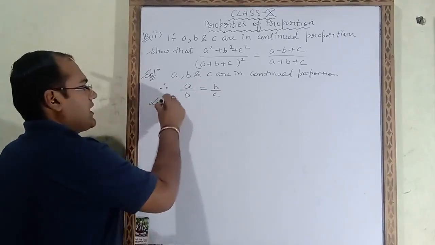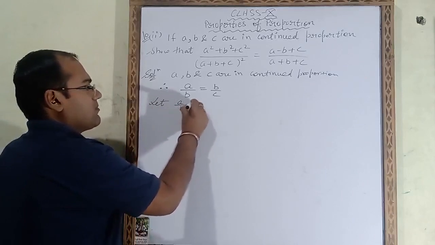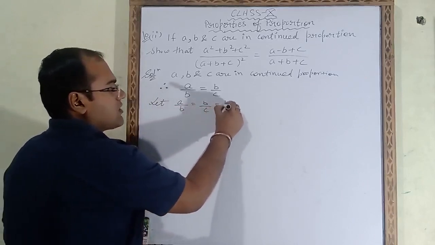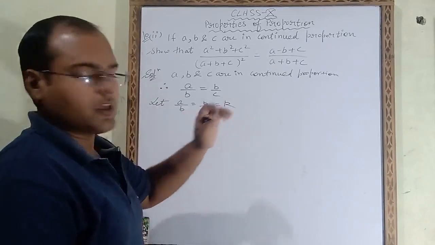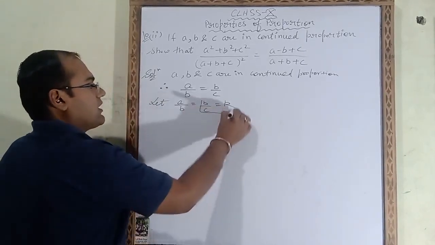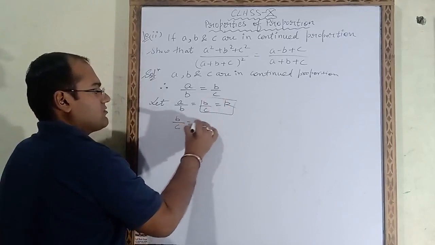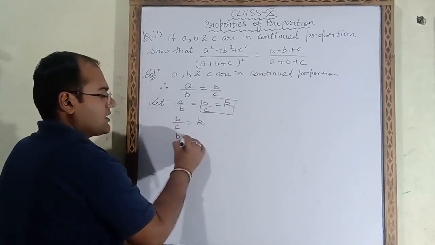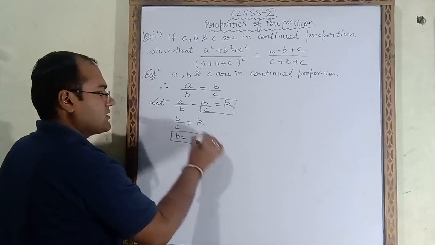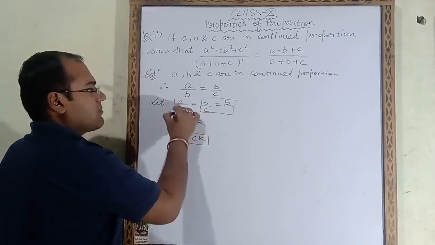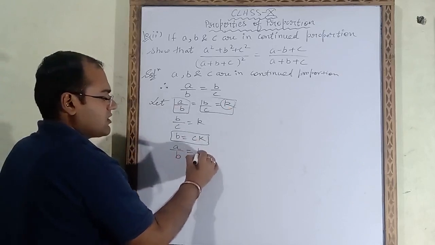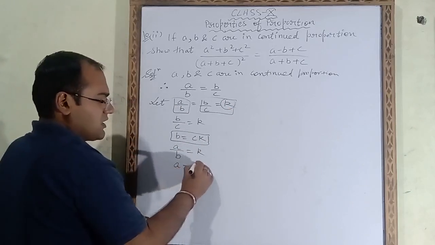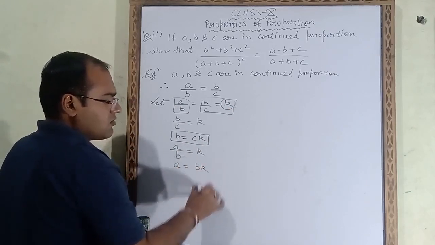Now what we will do? We will assume, let's say, A upon B is equal to B upon C is equal to K. Let's say the answer of these two terms is equal to K. Now we take B upon C is equal to K. That means B is equal to CK. In the same way, A upon B is equal to K. That means A is equal to B into K.